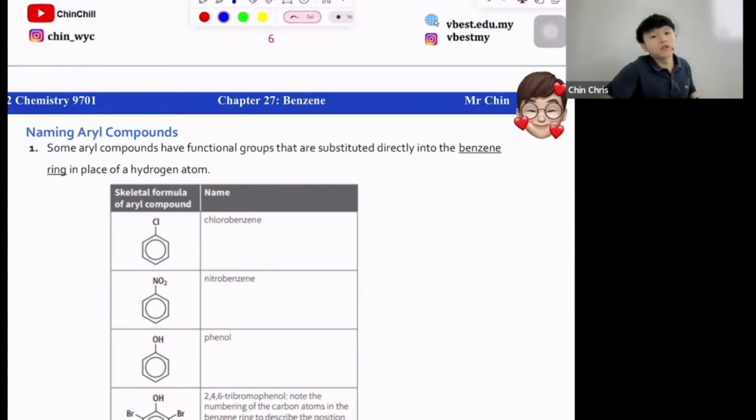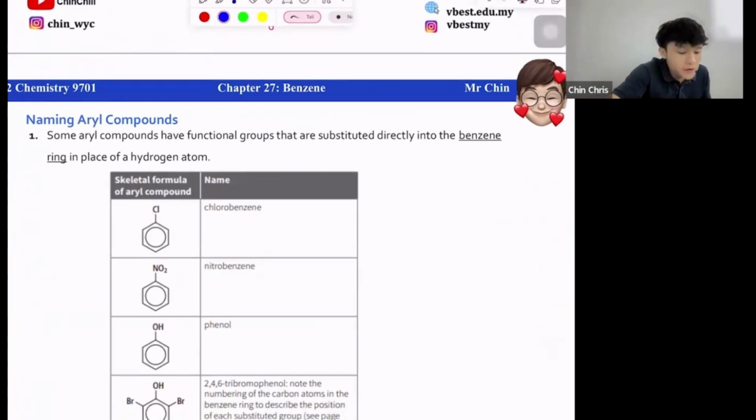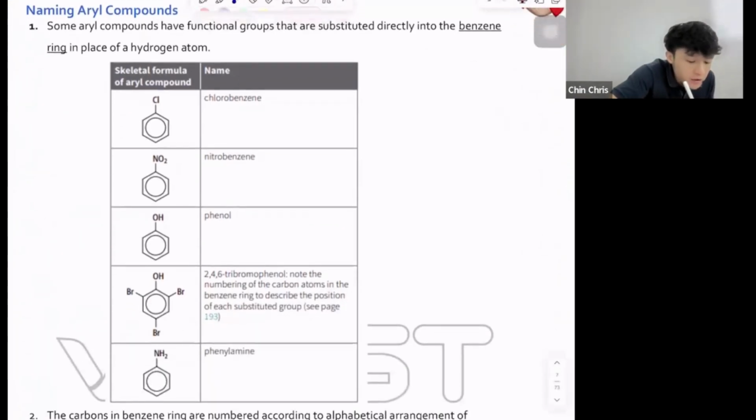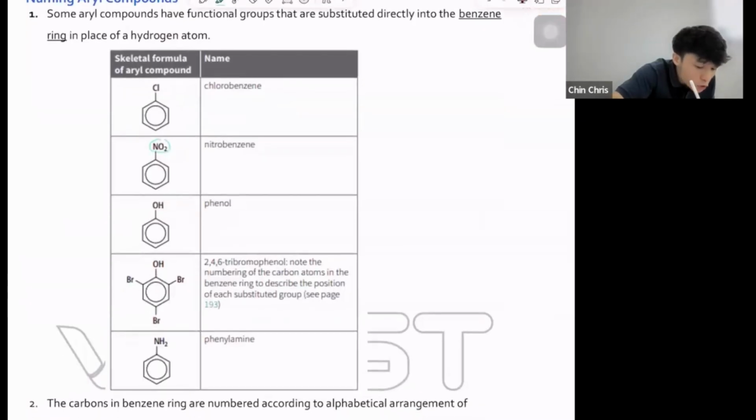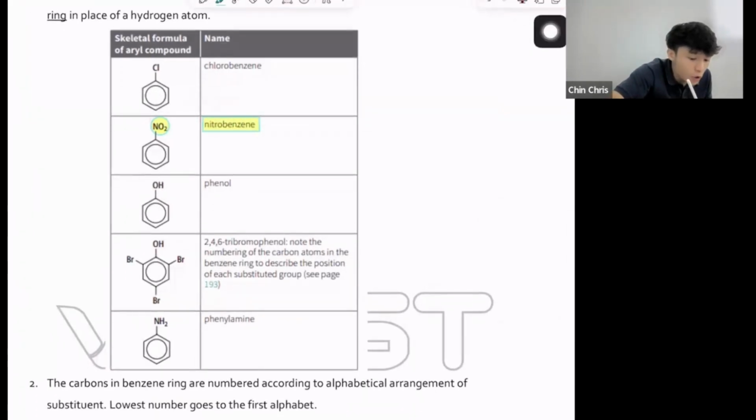Alright, guys, now let's look at naming aromatic compounds. If you see a benzene ring, it's just known as benzene. If you put chlorine, it's chloro, bromine is bromo, iodine is iodo. If you see NO2, nitrobenzene, something new. If you see OH, phenol. That's it.